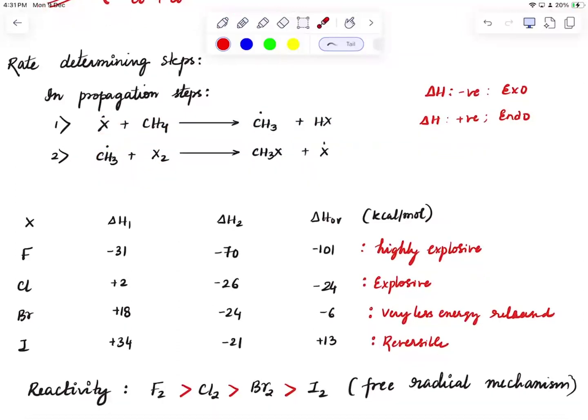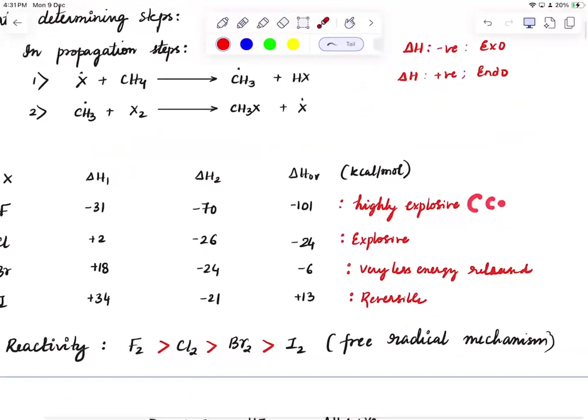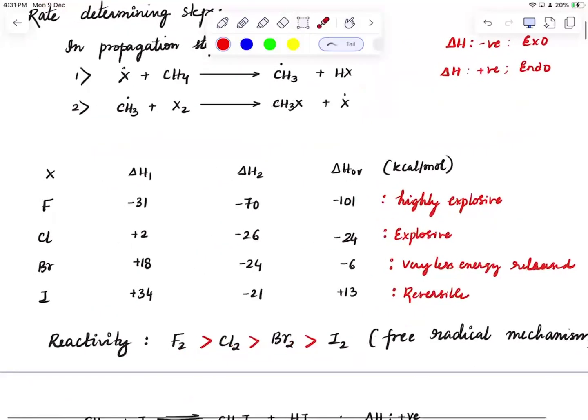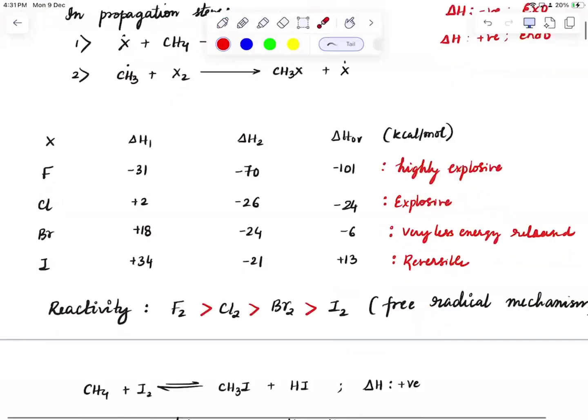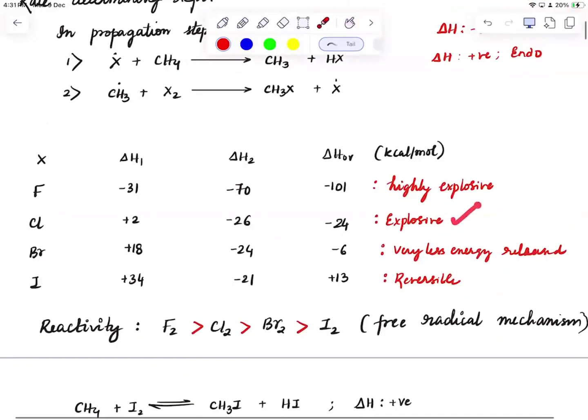Now, usually if you notice the case for fluorine, the first step is also highly exothermic, the second step is also highly exothermic. That is the reason why it will make highly explosive reaction. So much so that the carbon-carbon bonds will also break in that. Okay. Therefore, halogenation, fluorination on alkanes would be highly explosive reaction. While if you do chlorine, the first step is endothermic, but the second step is sufficiently exothermic. Makes it explosive but not very strong. So that means you can control this reaction, but it is highly reactive as well.